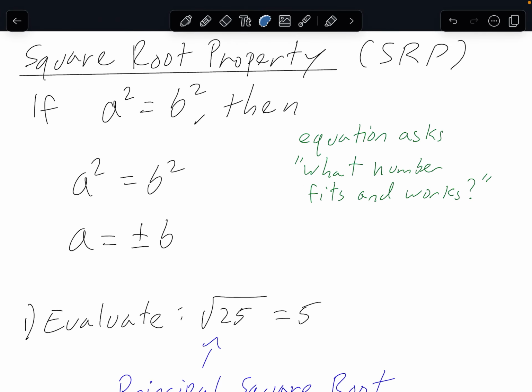Hello everyone. Today we're going to learn about something called the square root property and how it is useful when we are trying to solve certain types of equations. I'm going to abbreviate it as SRP later on.